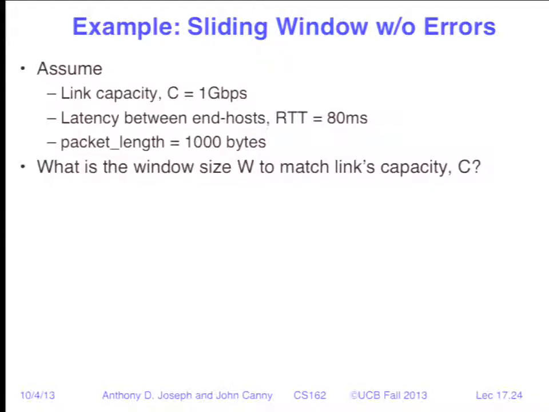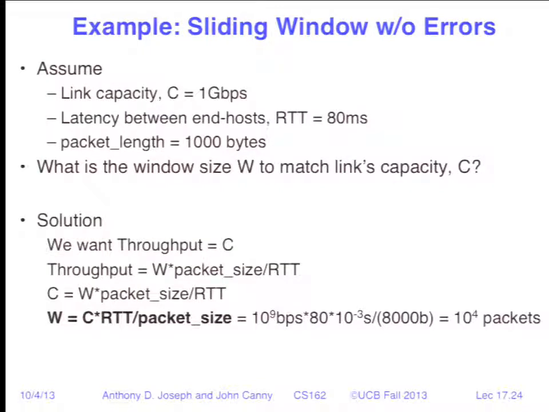Ideally, if we have a high-speed link, we want to match W to be appropriate for both that link and the round-trip time. Right? So let's assume we've got a link with a capacity of a gigabit. We've got a round-trip time of 80 milliseconds, and we've got a packet length of 1,000 bytes. So what do we want to make our window size be such that our throughput matches the link's capacity?